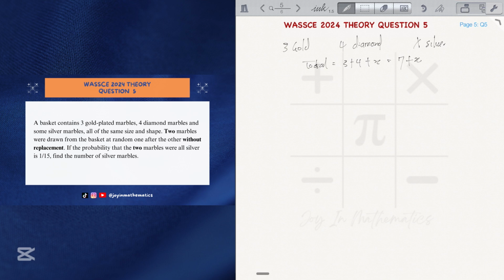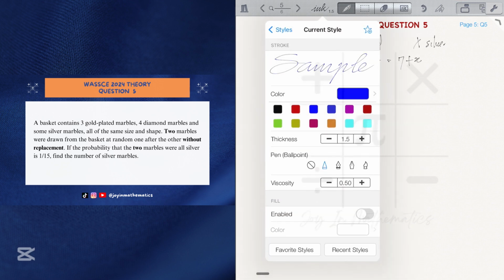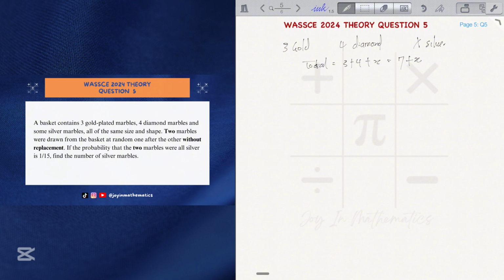Now 2 marbles were drawn one after the other. So when the first marble is drawn, what is the probability that it will be silver? The probability that the first marble will be silver is equal to the number of silver, which is X, divided by the total, which is 7 plus X.